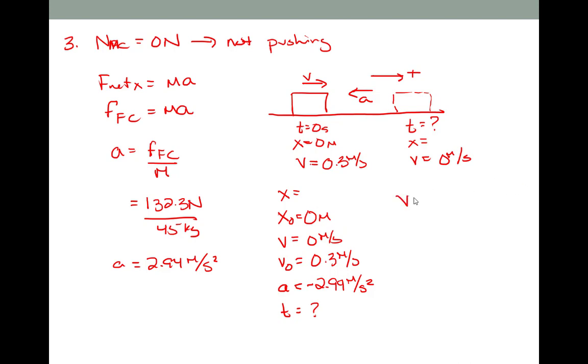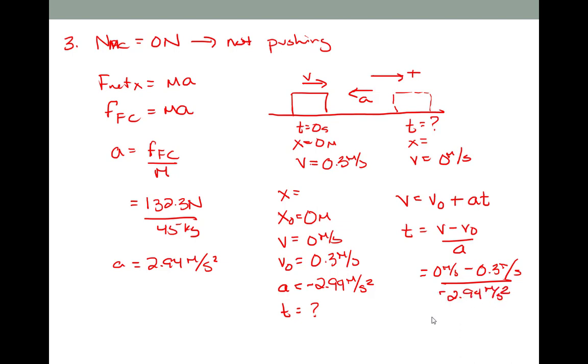The easiest way to find time in this case is to use the v equals v naught plus at formula. So time is going to be the difference in our velocities divided by the acceleration, which is 0 meters per second minus 0.3 meters per second divided by negative 2.94 meters per second squared. And that gives that the cabinet will come to a stop in just over 1/10 of a second.